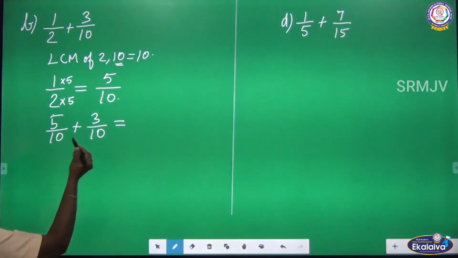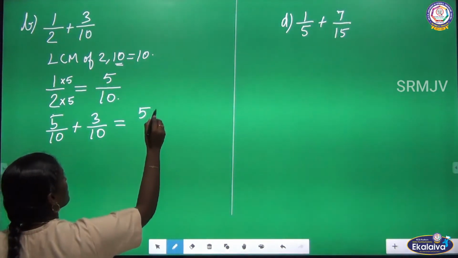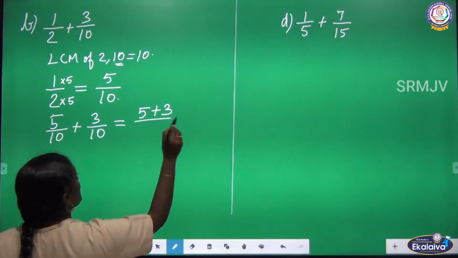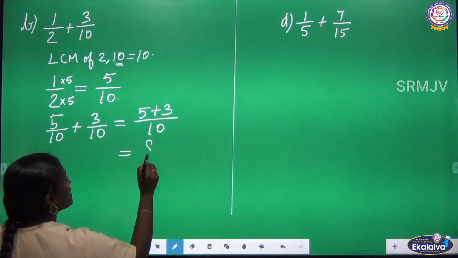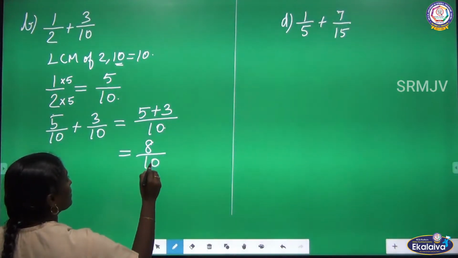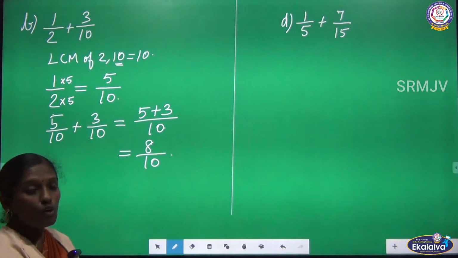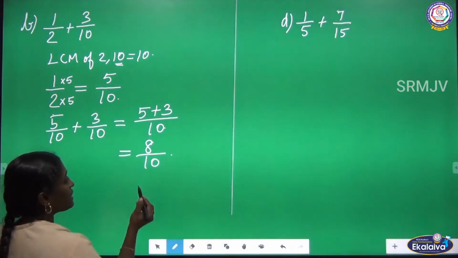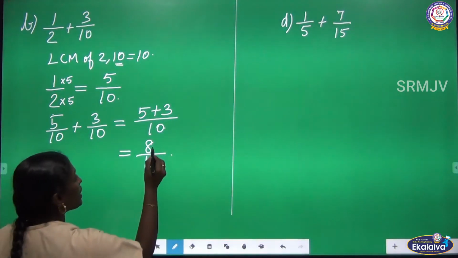Now these two fractions are like fractions. We have to add the numerators. 5 plus 3 by 10. Okay. Here 5 plus 3, that is 8 by 10. Okay. Now we have to reduce the fractions to the lowest term. So 8 by 10. Here both the numbers are even numbers. So we can reduce it by the 2 table.